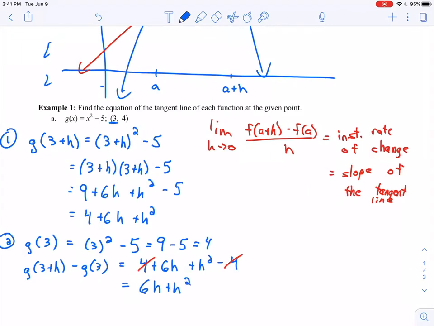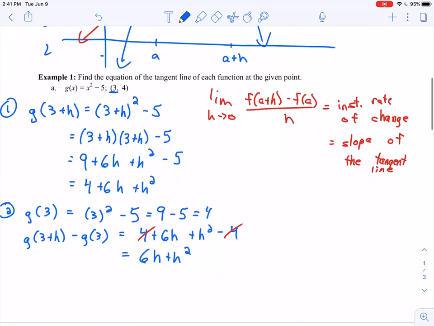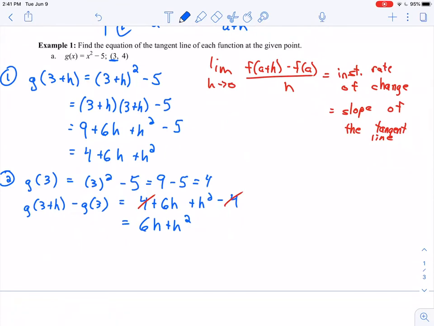So okay, we get to this point where we can't really do much more, so maybe we'll try something else. Well, what else do we have? Well, we also divide by h. So let's go ahead and do that. I'm running out of room here. I'm going to take what I just found, so g of 3 plus h minus g of 3 divided by h.